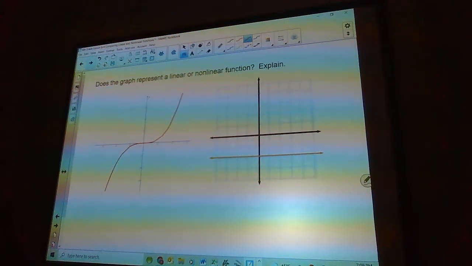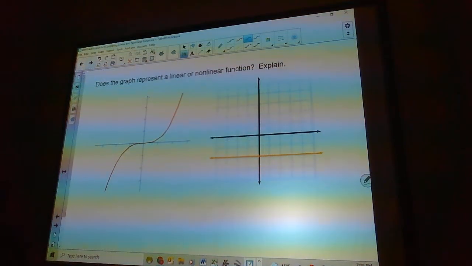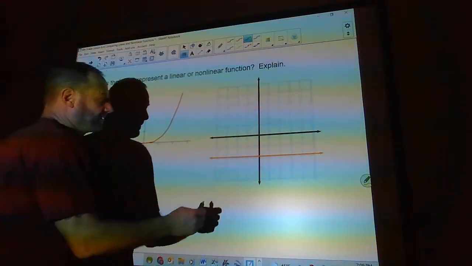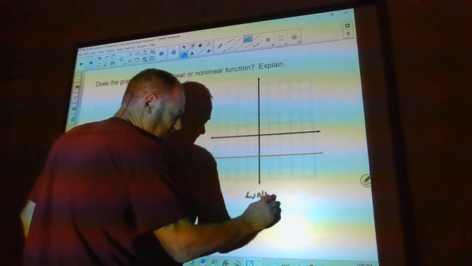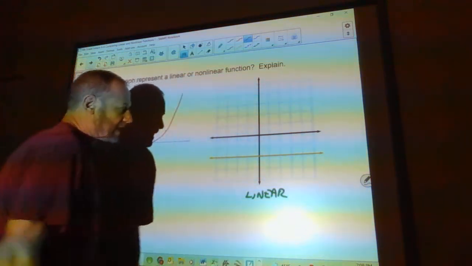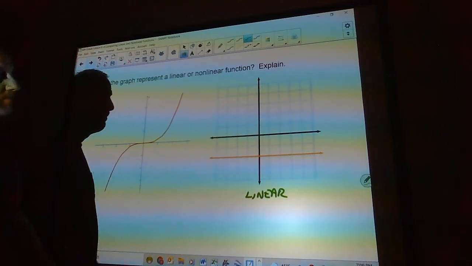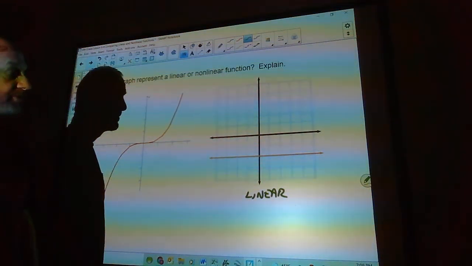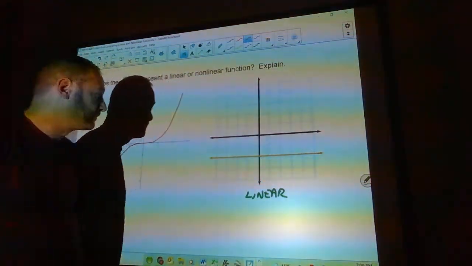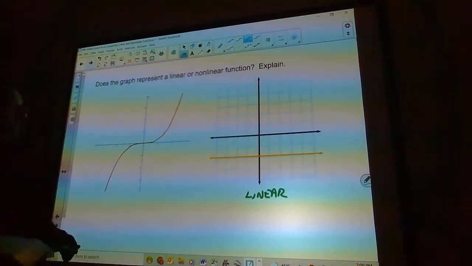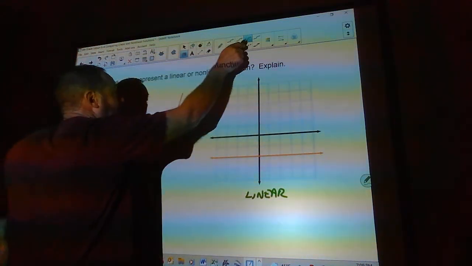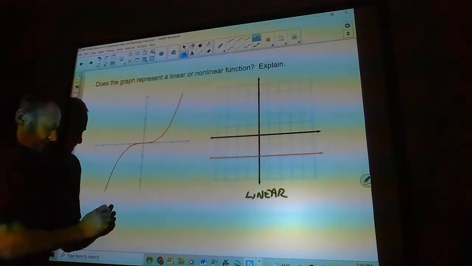Okie doke. Does the graph represent a linear or nonlinear function? Well, that's pretty obvious. I think this one's definitely linear. And how do you tell? Well, it's a line for one thing. And the slope on this one is very simple. The slope is 0, and it's always 0. You look at this one, this is curved. So that tells you right away it's not linear.